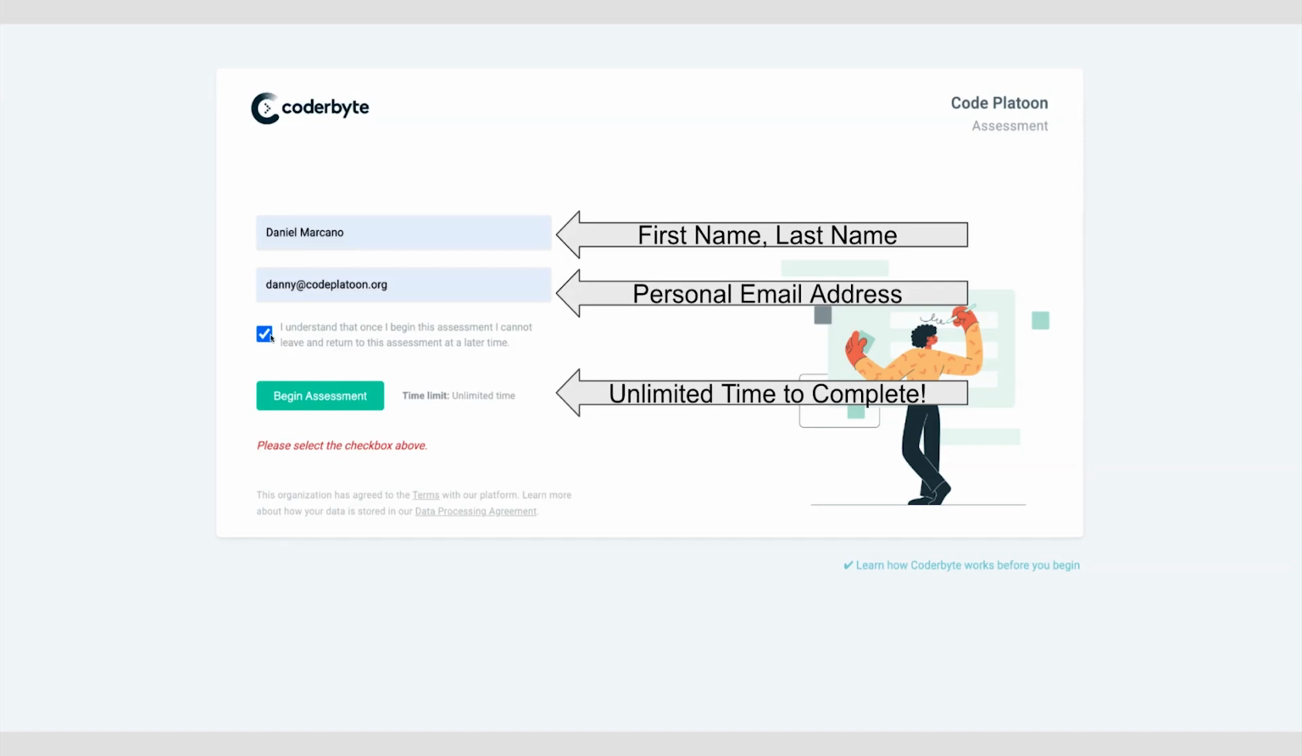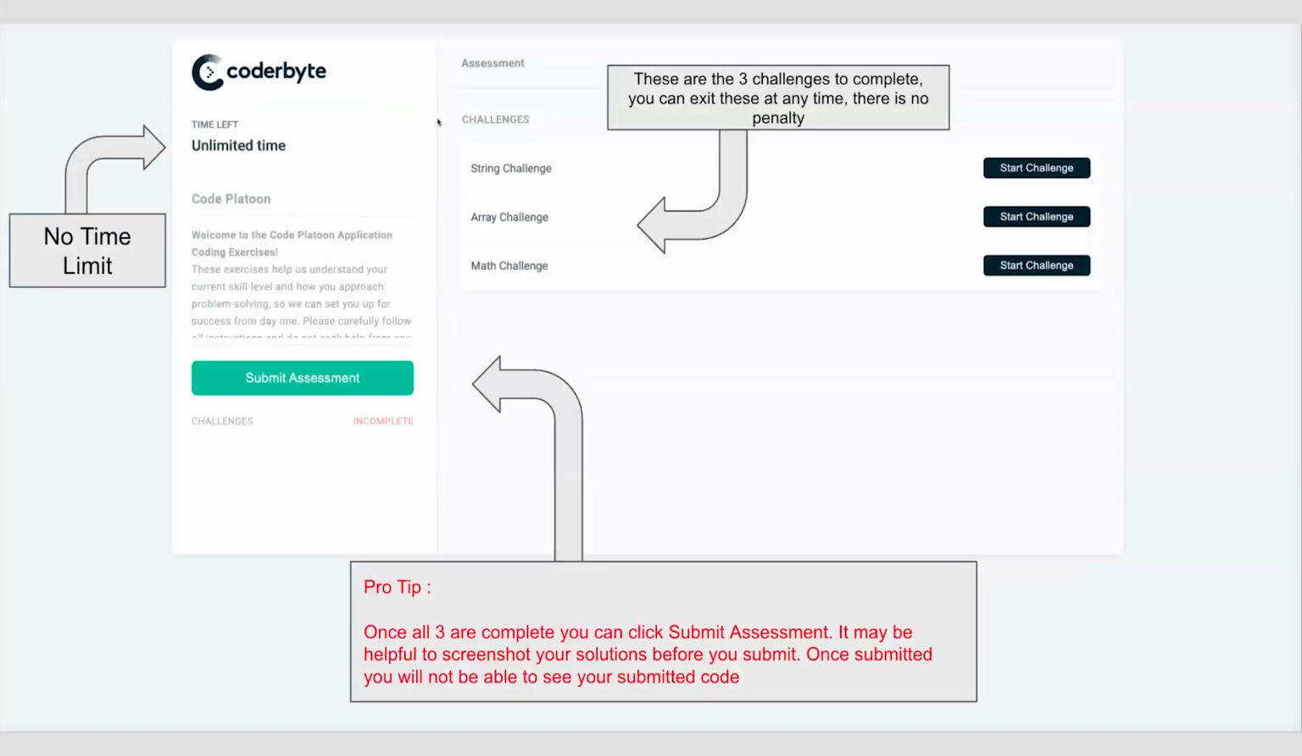Don't worry about closing out the window and losing the work that you do or not being able to come back. You can absolutely come back to it. So make sure that you still check this box, but just know you have unlimited time and you can get back to this, your assessment as many times as you'd like. And you can also submit it as many times as you like. But again, here you can see there's no time limit.